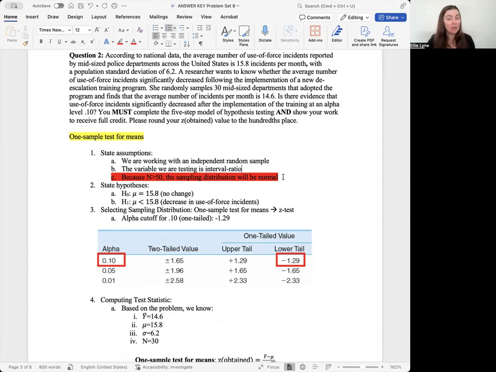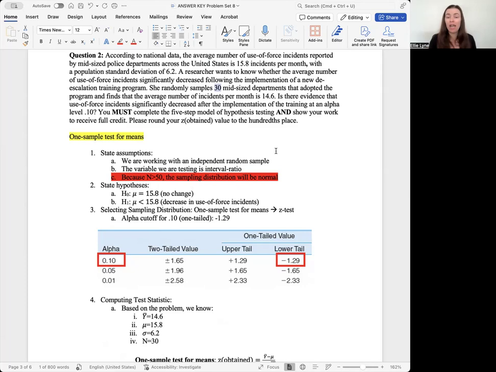Okay, we ran into a little bit of an issue here. This is where I wanted you to actually check if this violation occurred. In other words, was this assumption met? And in this case, we actually did violate it, right? Because we only had 30 mid-sized police departments. And so we actually should not proceed with conducting this test because our sample size is too small. And we can't guarantee that our sampling distribution would be normal as a result of this.